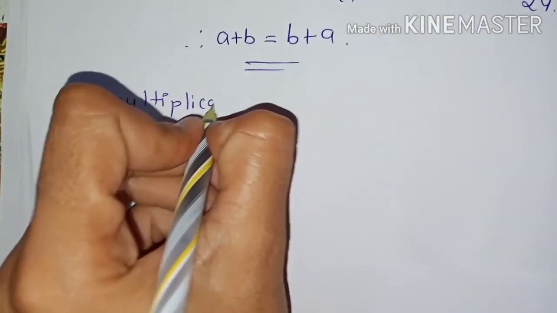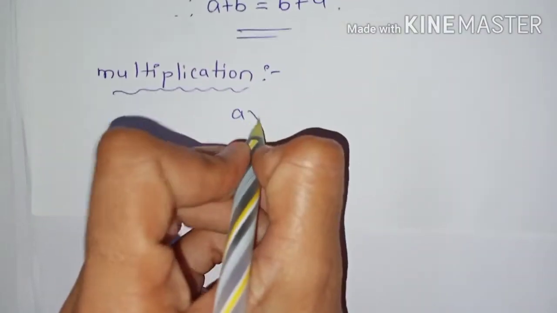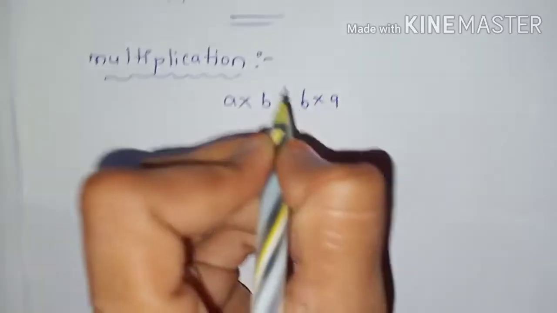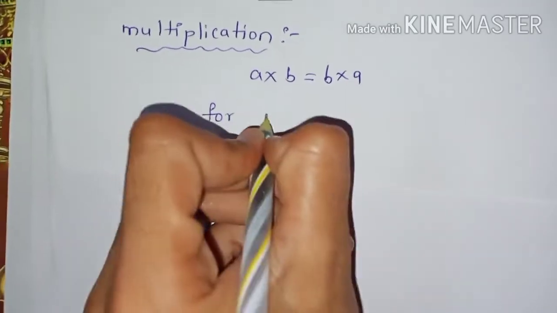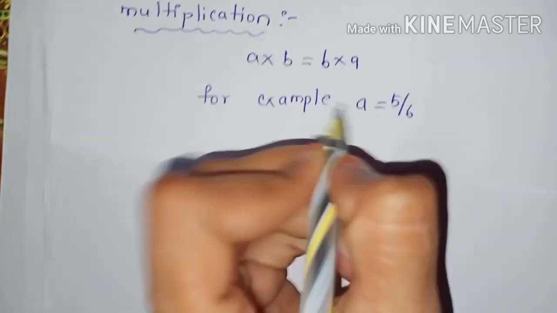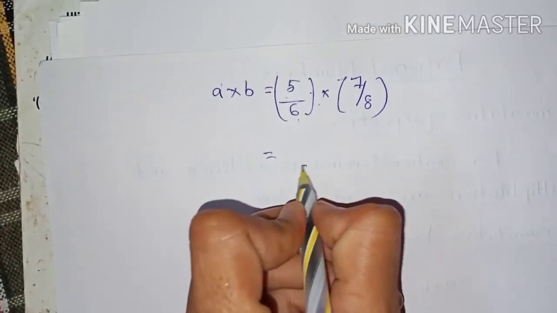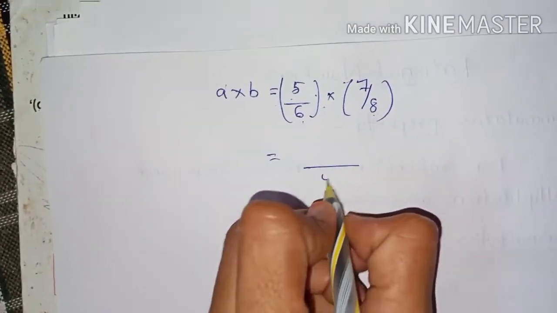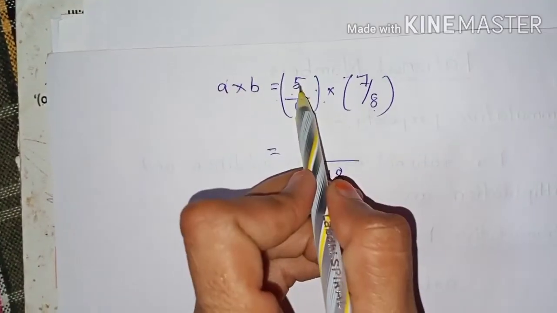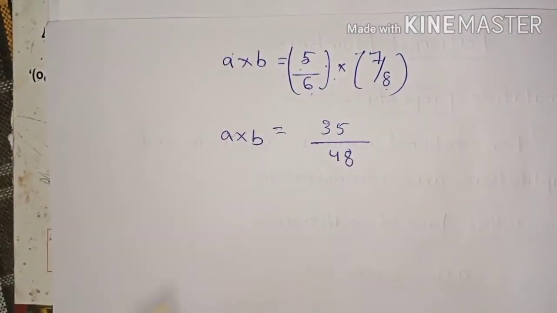Next, multiplication. A into B equals B into A. For example, A equals 5/6, B equals 7/8. A into B equals 5/6 into 7/8. So 6 8s are 48. 5 7s are 35. A into B equals 35 by 48.